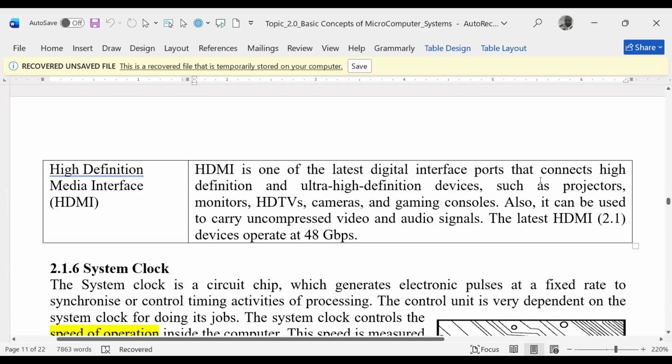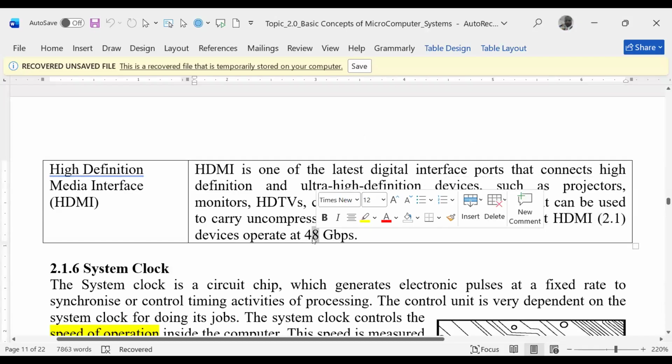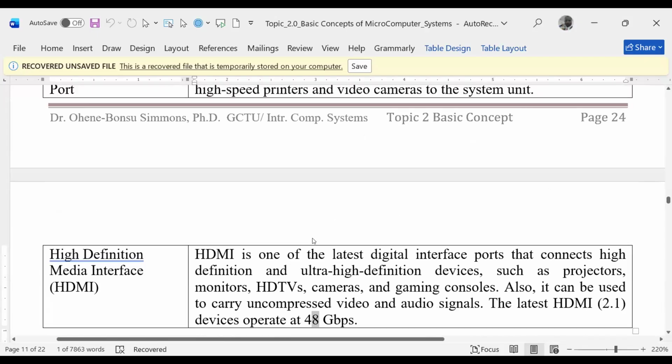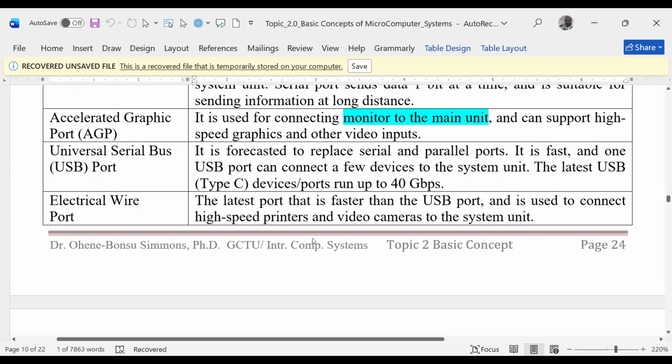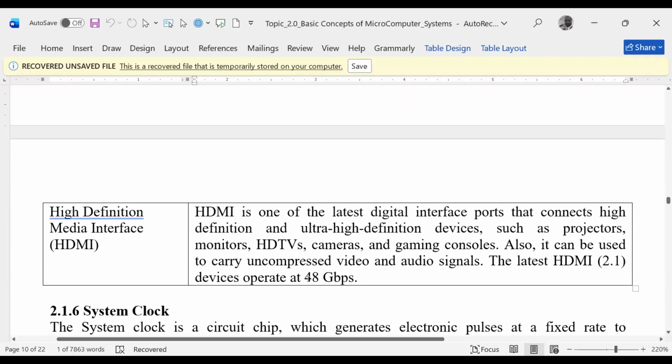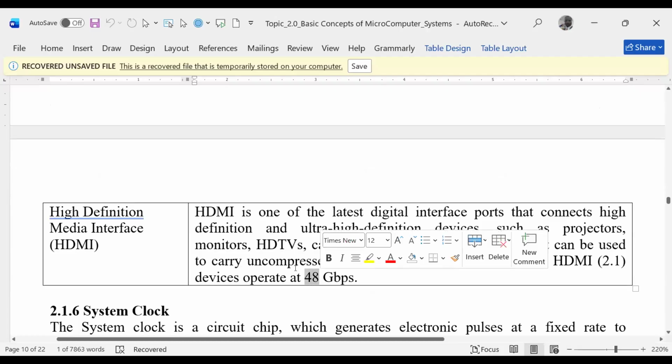And also support the projector, monitor, TV, cameras, and other devices. HDMI, we have different types. The latest is 2.1, and that one's movement is 84 gigabytes per second. So you can transfer large volume of data or signal from one place to another. The USB supports 40 and this 84 gigabytes per second. So you can transfer large volume of data at a time.